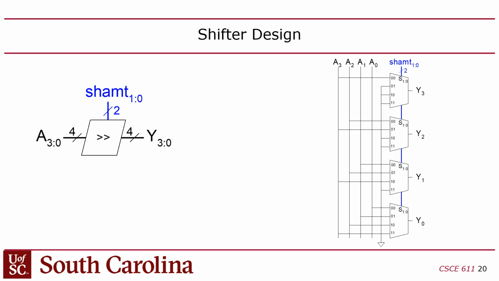But a barrel shifter is fundamentally, and this isn't necessarily how you implement it, but you could think of it as having your inputs come in, and you have a series of muxes for each output bit. And each mux is going to accept all of the input bits. So if it's a 32-bit shifter, you'd have 32 muxes.